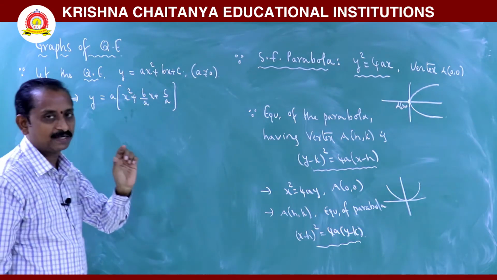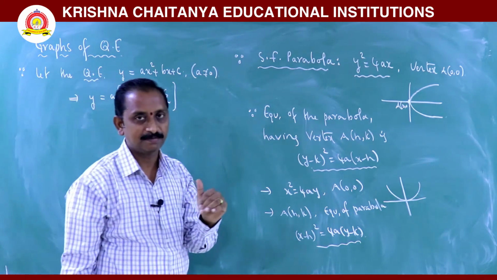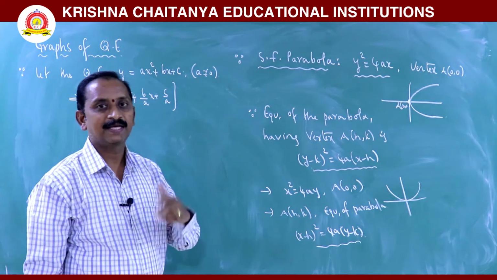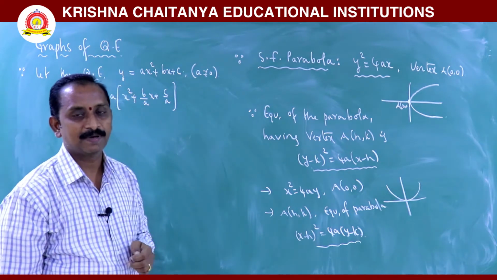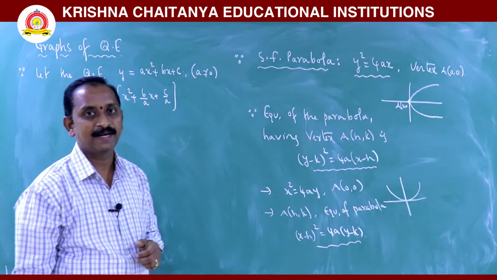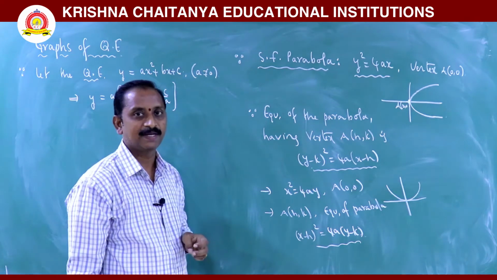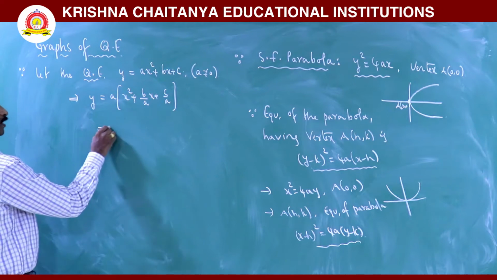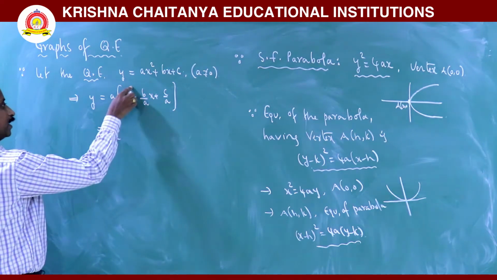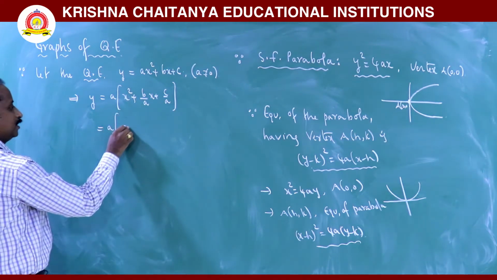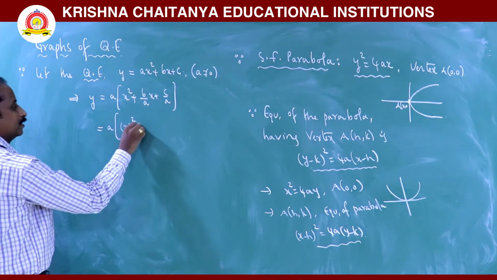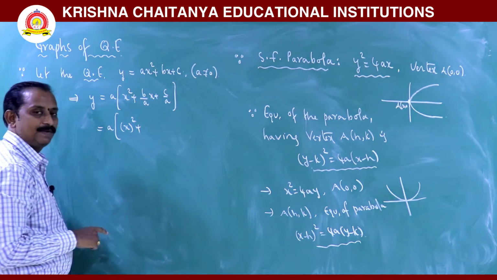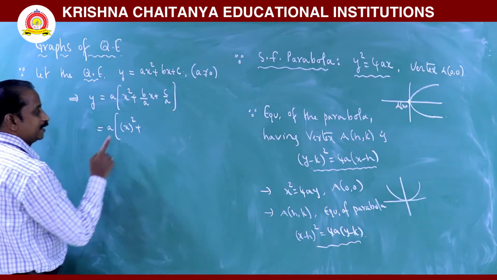What is a perfect square? It is either a plus b whole square or a minus b whole square. a plus b whole square is a square plus 2ab plus b square. a minus b whole square is a square minus 2ab plus b square. For our convenience, x square is the a square, that is x whole square, plus the next term, either plus 2ab or minus 2ab. So here it is plus.